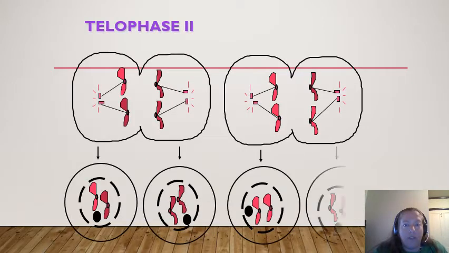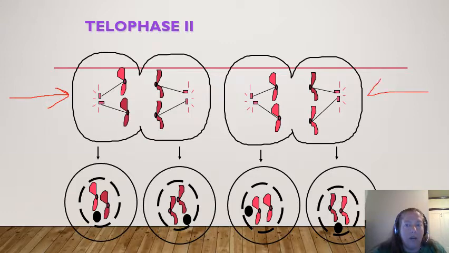Here is a graphic of what telophase 2 and cytokinesis would look like. So here you have your telophase 2 going on in both of the cells that have been created. And then down here, you see where the 4 new cells have come off of those 2 original cells.